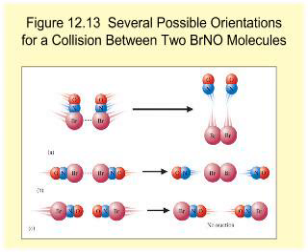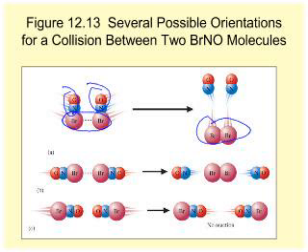Here are several possible orientations for a collision between two BrNO molecules. If your product is supposed to be Br2 and NO, then in this collision you can see how these two could collide and these two could be split off. Looking at this one, you can see how these two can collide and these two can break. This orientation is bad. Now realize, molecules don't just collide at 90-degree angles. We've rotated this. They collide any way they want to. So these are two different things.